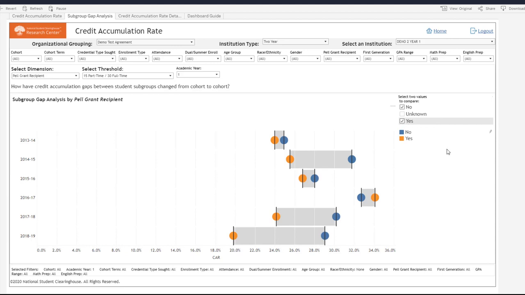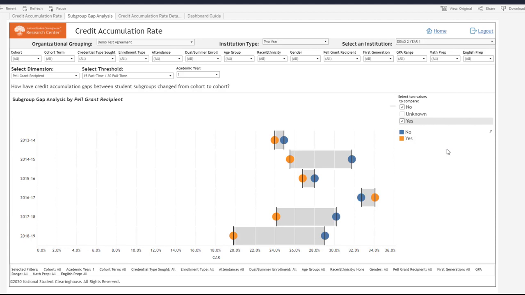Now, we receive our gap analysis chart. Here, our Pell Grant recipients are indicated by an orange marker, while students without a Pell Grant are indicated with a blue marker. There is a row of markers for each academic year. The top row represents first-year students entering in 2013-14. The second row represents first-year students entering in 2014-15, and so on. Looking at the data points, we see the space between the orange and blue marker represents the achievement gap between these 2 student populations.